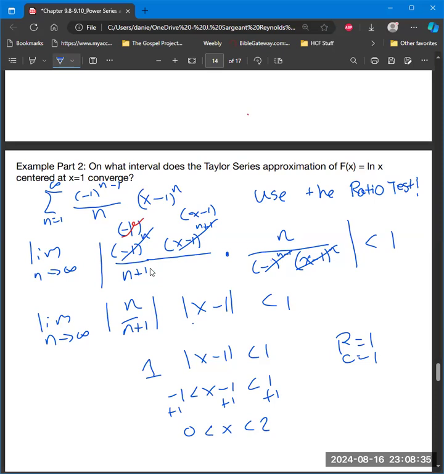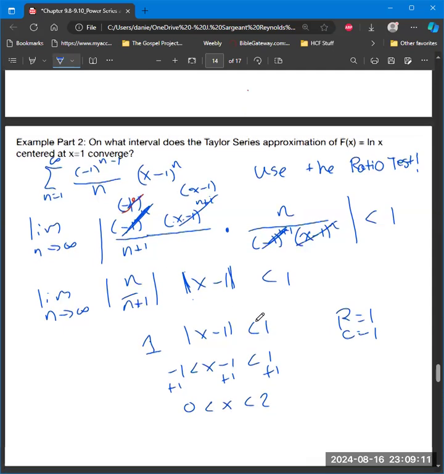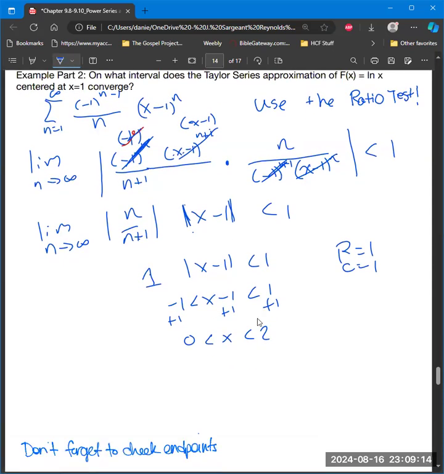So I really don't care about all these -1 to the something or others here, because they're going to all turn to 1s. So then I'm interested in writing the n over the n plus 1 part, and then x minus 1 to the n plus 1 divided by x minus 1 to the n is going to be x minus 1 to the first, and absolute value bars over here. This goes to 1, so it's not going to affect anything. The absolute value of x minus 1 is less than 1.